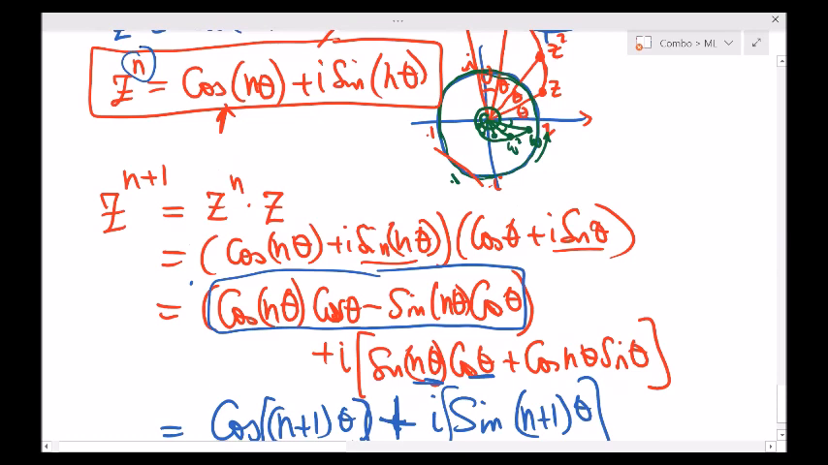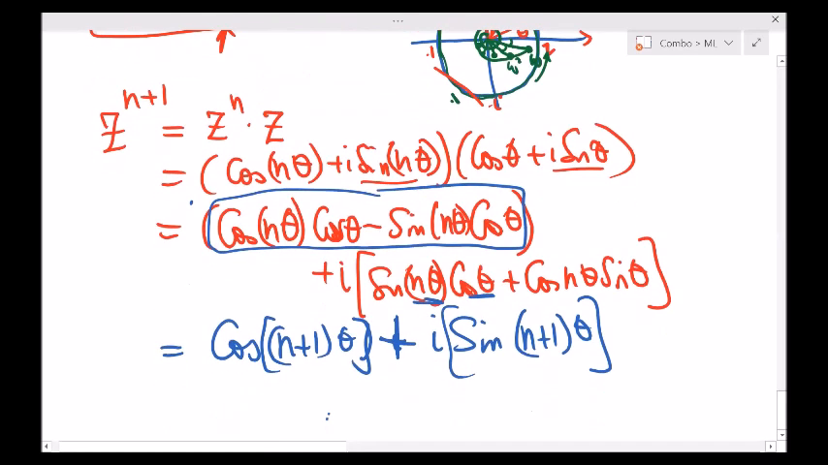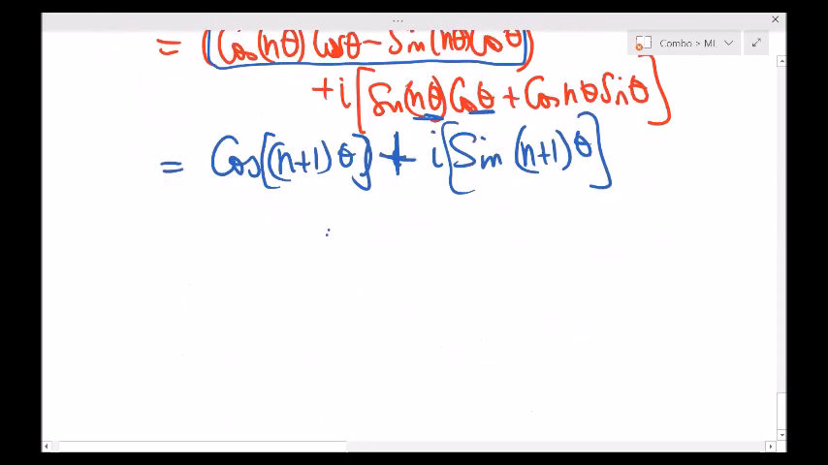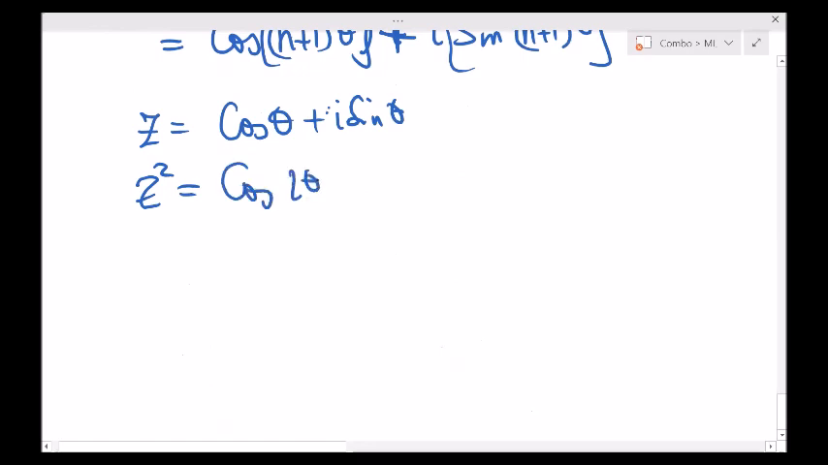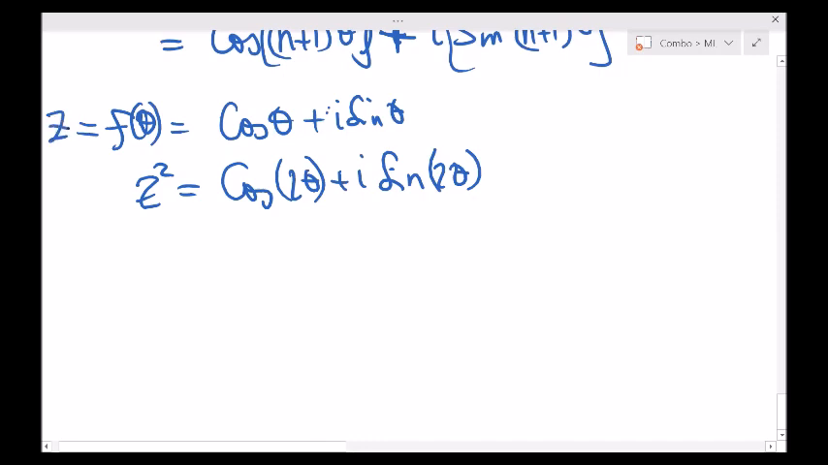Okay, so what type of function, when I square it, doubles its argument? Think about it. We have this complex number z, which is cosine of theta plus i sine of theta. When I square it, it doubles this thing, 2 theta. So why don't I call it f of theta? That complex number z, let's call it f of theta. I want to square it. What other function do you know where, when you square the function, it doubles its argument?